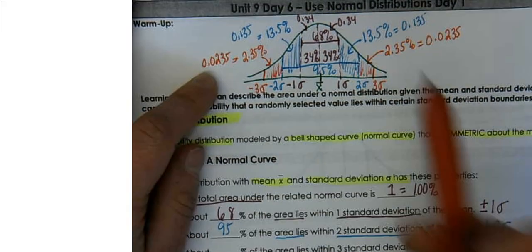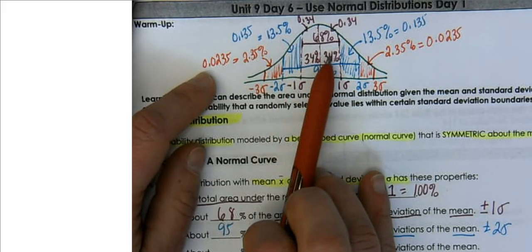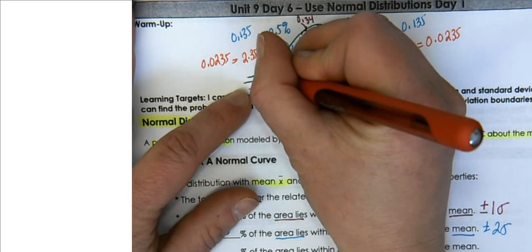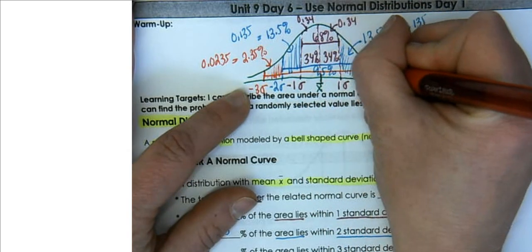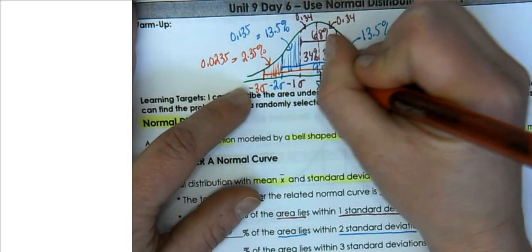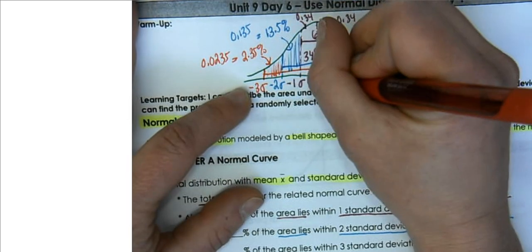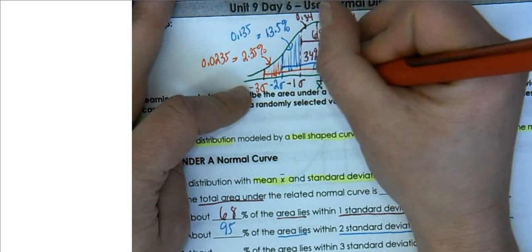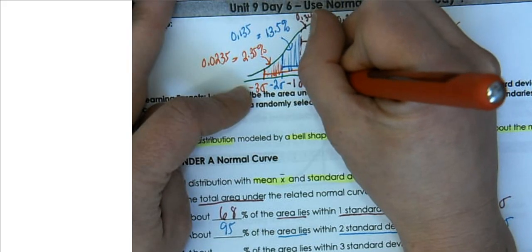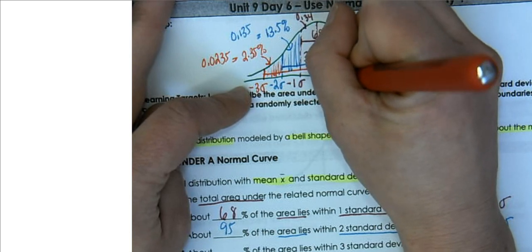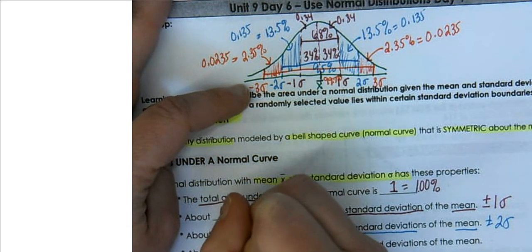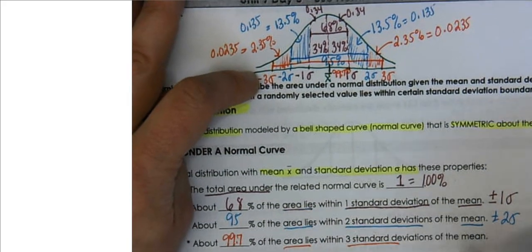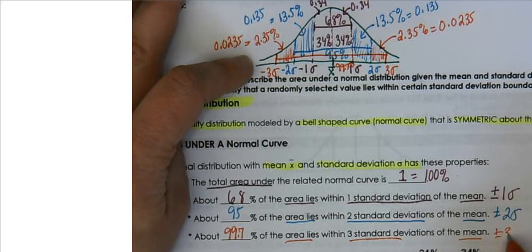And if you were to add up all of these spaces going all the way from left to right, from -3 standard deviations below the mean all the way up to 3 standard deviations above the mean, that would represent a total of 99.7%. So 99.7% of the area lies within 3 standard deviations of the mean. So that's plus or minus 3 standard deviations.